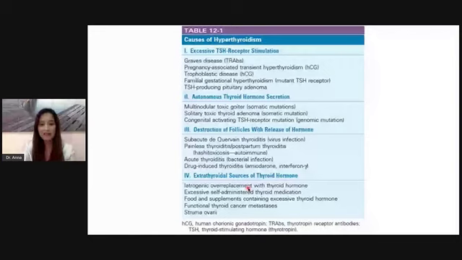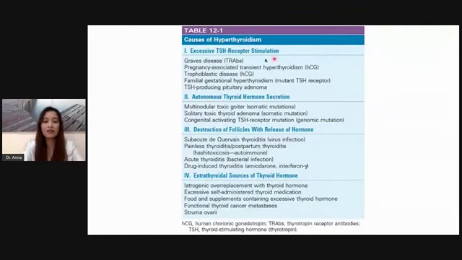Excessive self-administered thyroid medication, that could be your thyrotoxicosis factitia, we talked about that earlier. Functional thyroid cancer metastasis, not very common. Struma ovarii is an ovarian tumor that causes excessive thyroid hormone secretion. So that's an extrathyroidal source of your thyroid hormone.